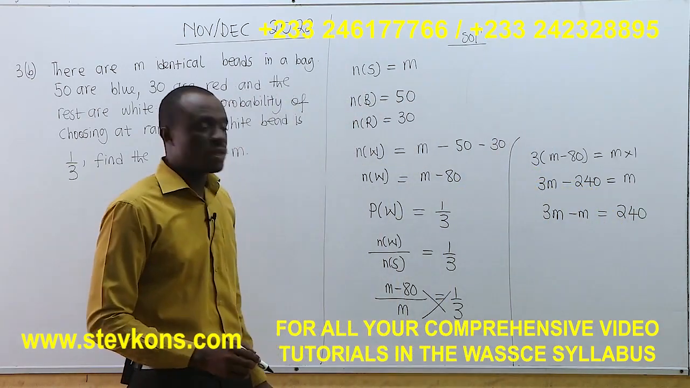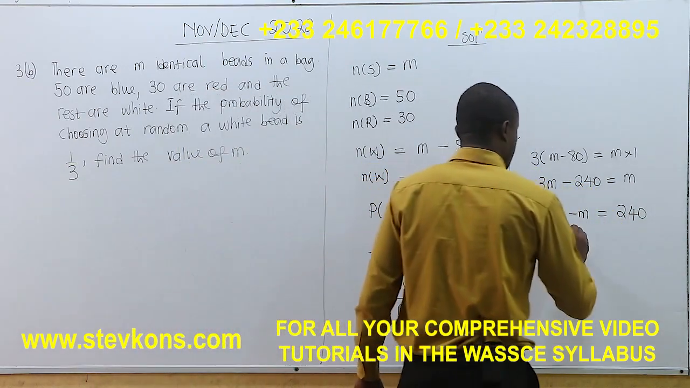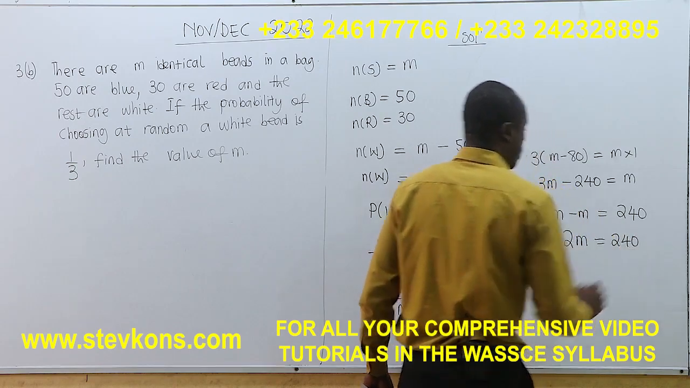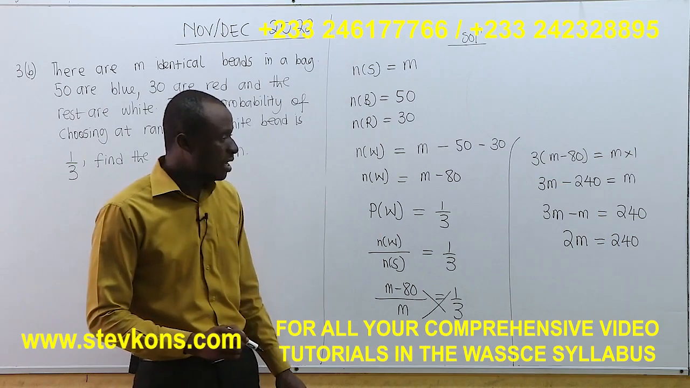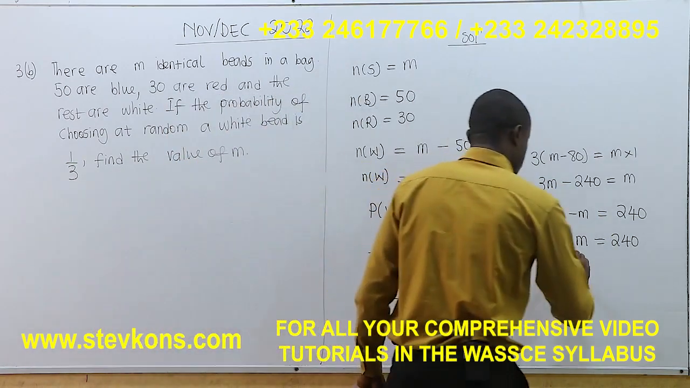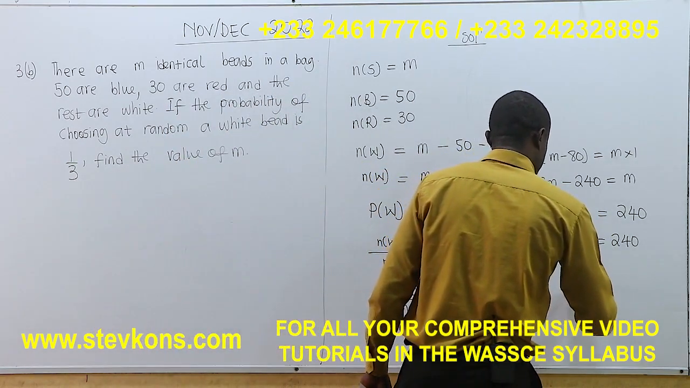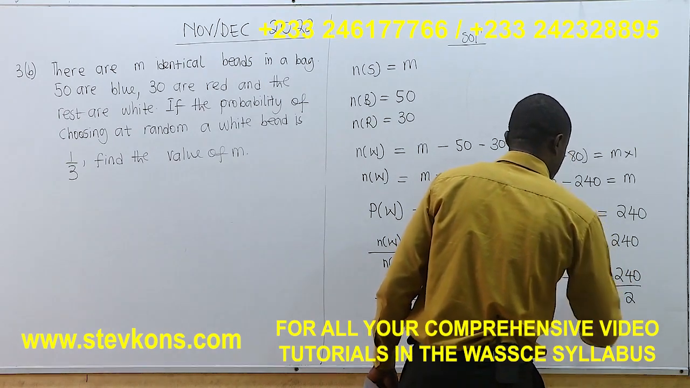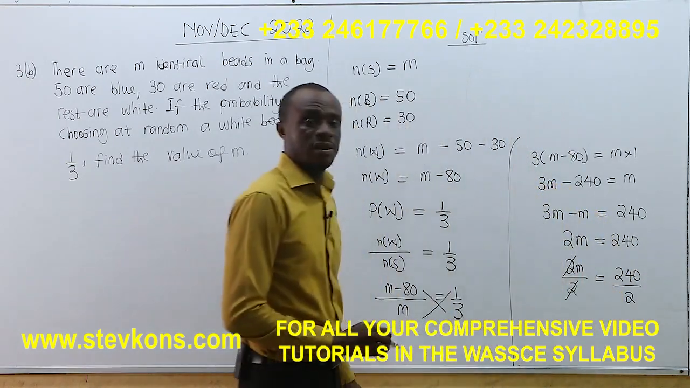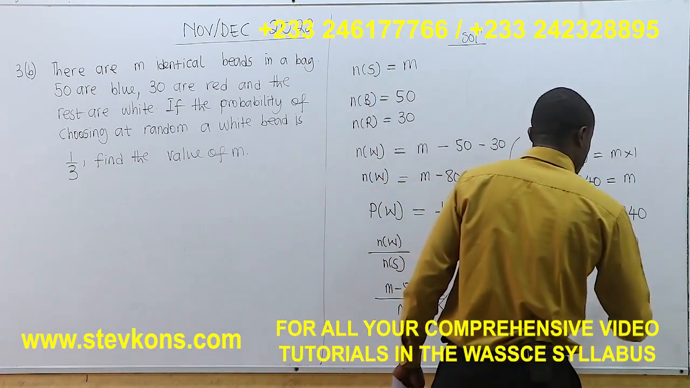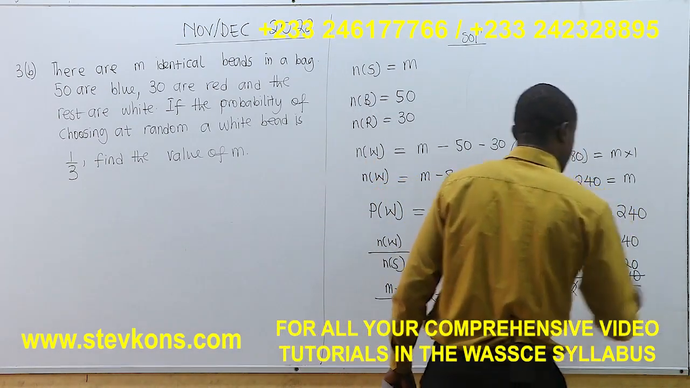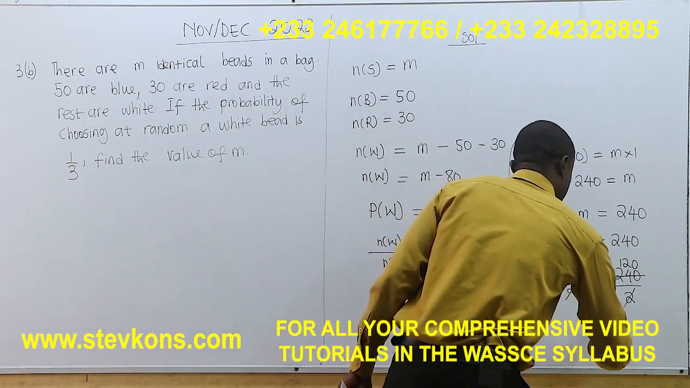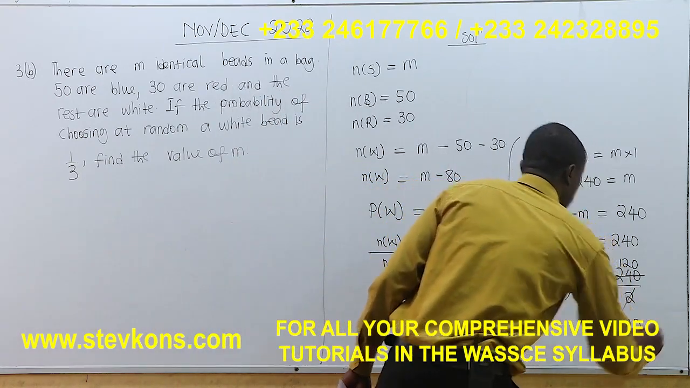240. Now, 3M minus M, and this is just 2M equal to 240. We want to find M, so we divide both sides by 2. So we have 2M over 2 equal to 240 over 2. Now, this 2 is cancelling that 2. 2 going to 24, we have 12, and then 0. So clearly we have our M to be equal to 120.